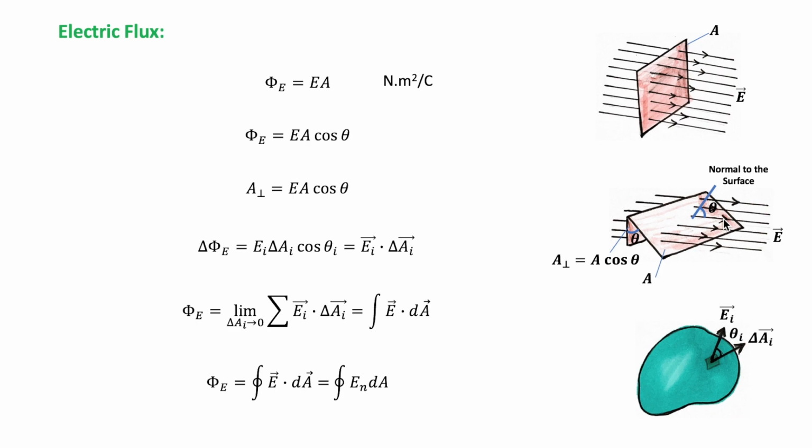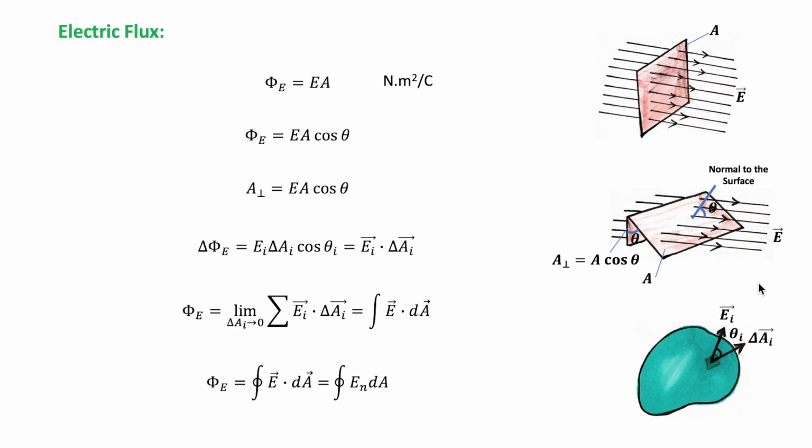And so the flux has a maximum value when theta is equal to 0, which means the normal to the surface is parallel to E, like in this case. Or we can also say the surface is perpendicular to E, right? And if theta is equal to 90 degrees, which means the surface is parallel to the field, then the flux is equal to 0.